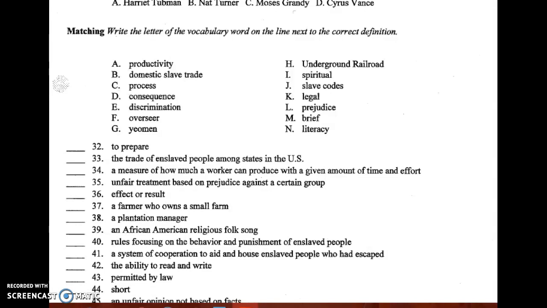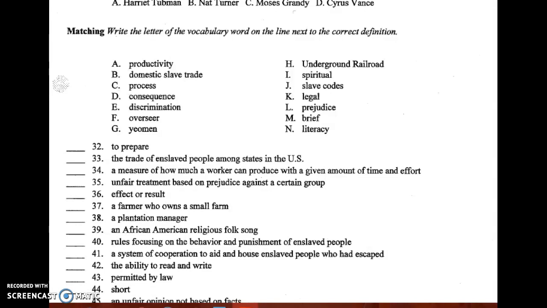A. Productivity, B. Domestic slave trade, C. Process, D. Consequence, E. Discrimination, F. Overseer, G. Yeoman, H. Underground Railroad, I. Spiritual, J. Slave codes, K. Legal, L. Prejudice, M. Brief, and N. Literacy.